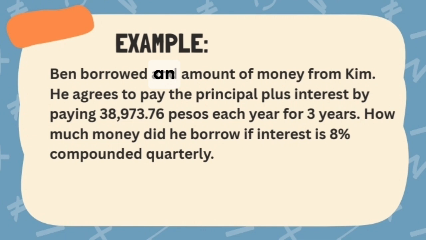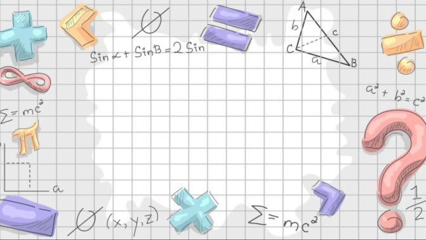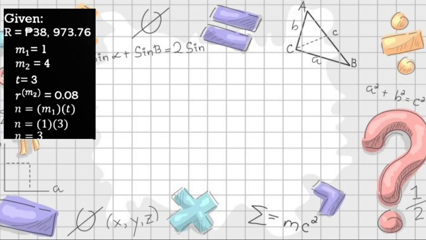Ben borrowed an amount of money from Kim. He agrees to pay the principal plus interest by paying 38,973.76 pesos each year for 3 years. How much money did he borrow if the interest rate is 8% compounded quarterly? So these are the given values.